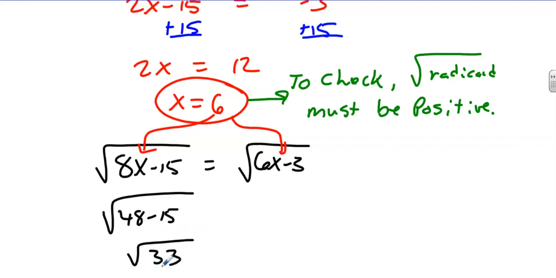So we're good to go there. And if it works out, the right side should also be square root of 33. Do 6 times 6, that's 36 minus 3, which is 33. So we're checked out. We get the same answer. They're both positive on both sides. So then we're good to go.